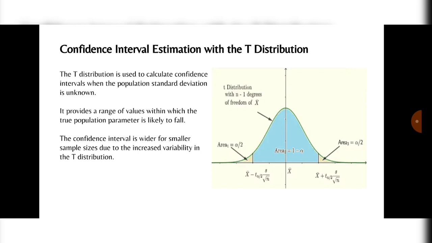Confidence interval estimation with the t distribution. The t distribution is used to calculate confidence intervals when the population standard deviation is unknown. It provides a range of values within which the true population parameter is likely to fall. The confidence interval is wider for smaller sample sizes due to the increased variability in the t distribution.